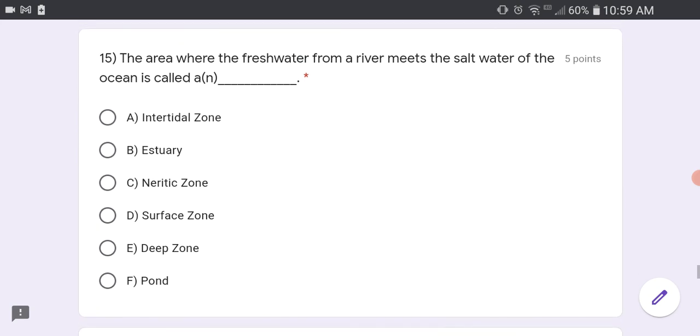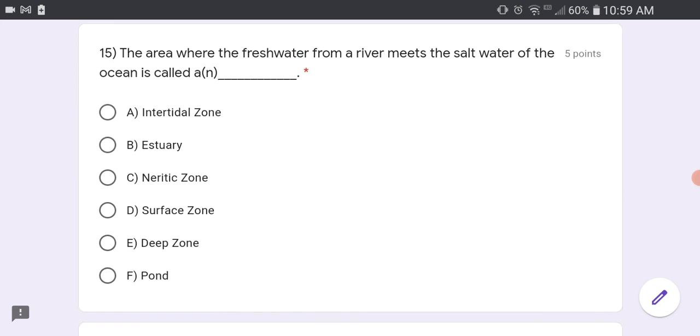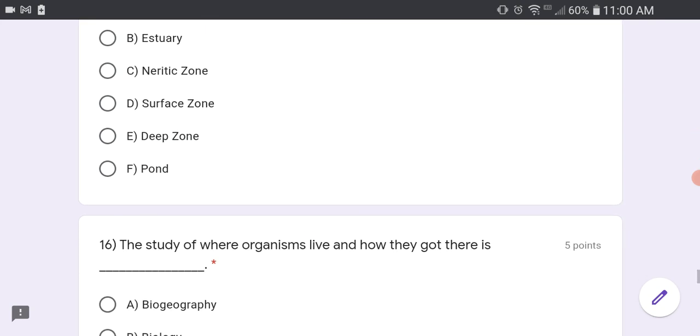Number 15. The area where the fresh water from a river meets the salt water of an ocean is called A, intertidal zone, B, estuary, C, Nearctic zone, D, surface zone, E, deep zone, or F, pond.